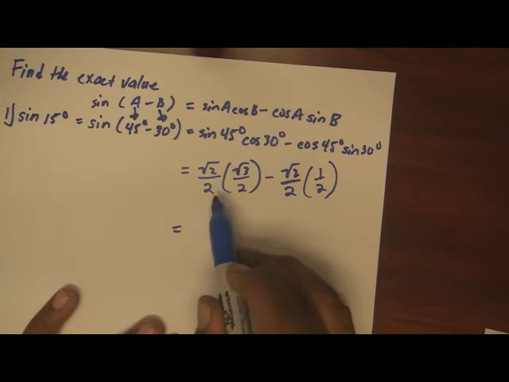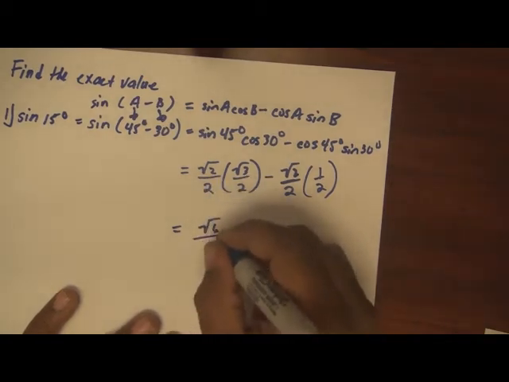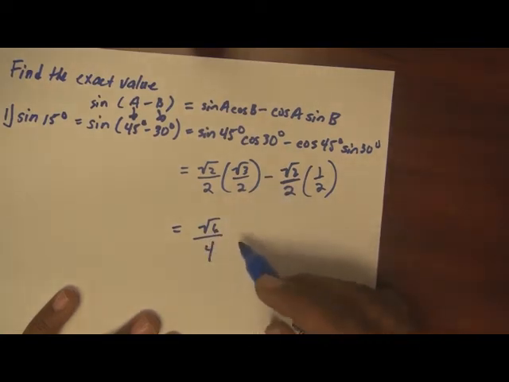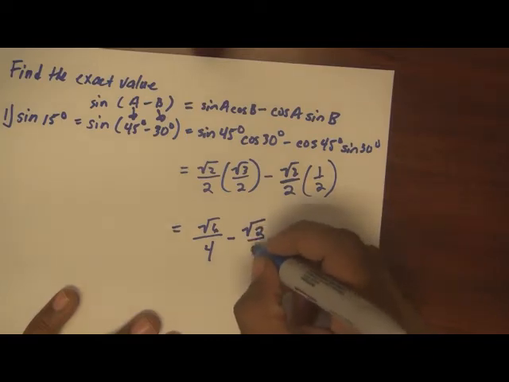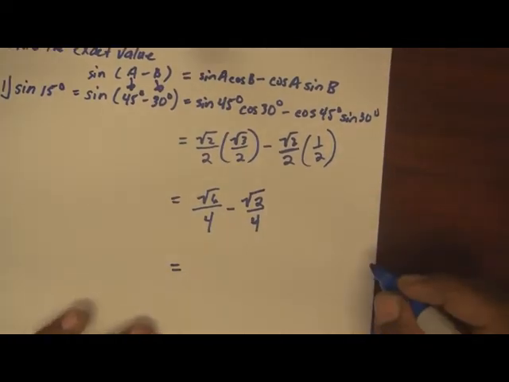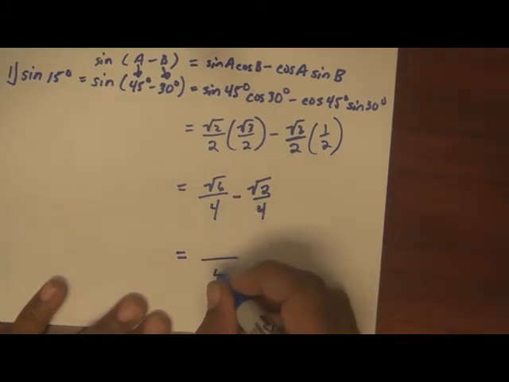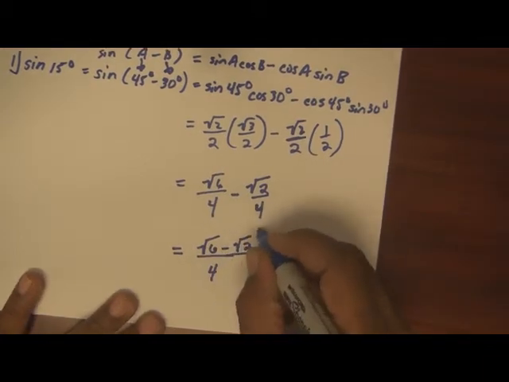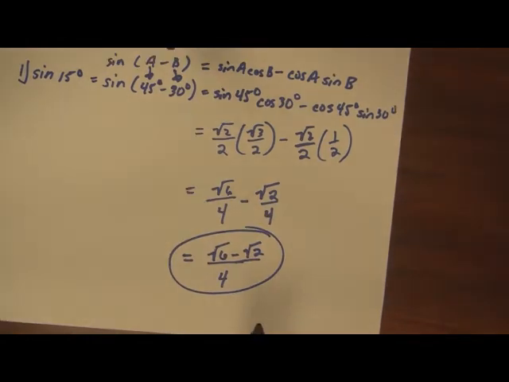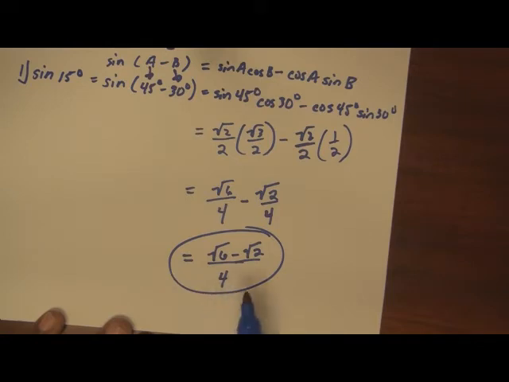Next, I'll multiply the two fractions, so I'll multiply the numerators and multiply the denominators. So I have the square root of 6 over 4 minus the square root of 2 over 4. I now want to subtract fractions. I have a common denominator, so I'm going to keep my common denominator and combine my numerators. So the exact value for the sine of 15 degrees is the square root of 6 minus the square root of 2, all divided by 4.